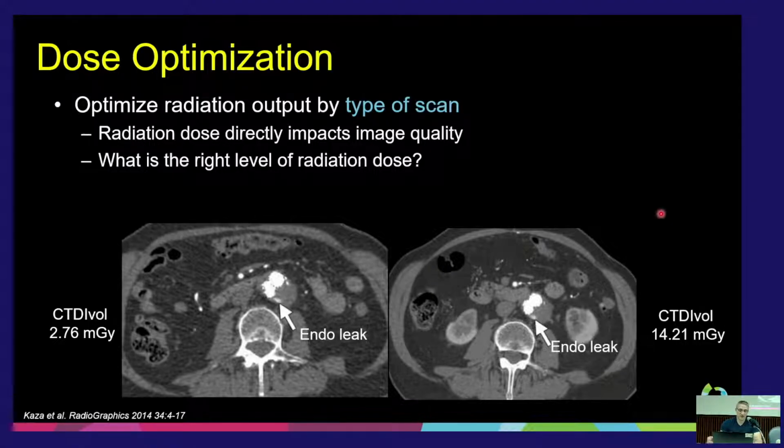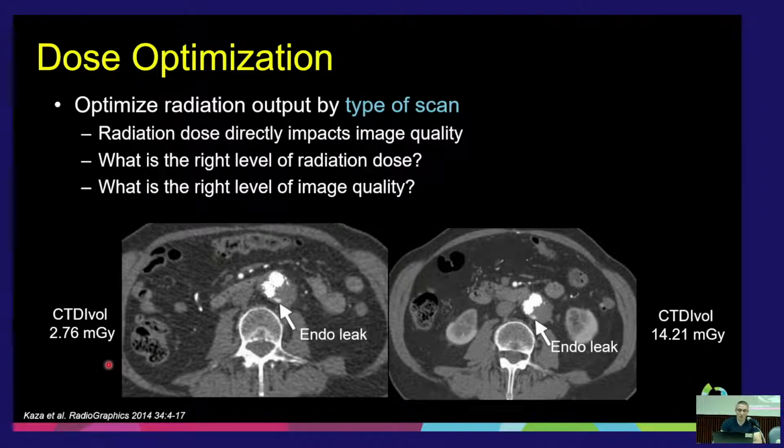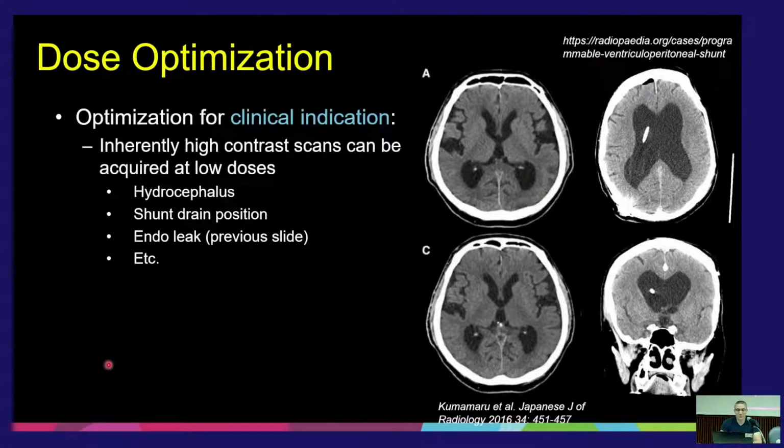There are some types of scans where, for example, here you have this endoleak right here. You can see it on both of these scans. One was 14 milligray, the other one was just shy of 3 milligray. So depending on the indication, we don't always need the best quality of radiation dose. And so we can set up very specific protocols to take that into account.